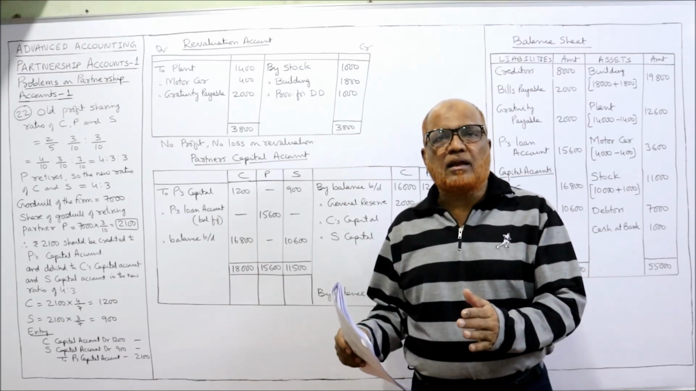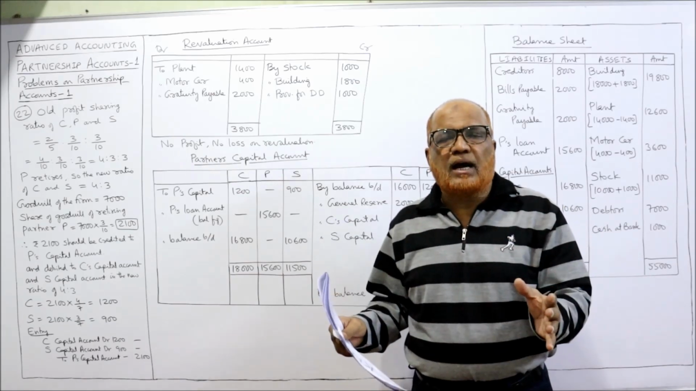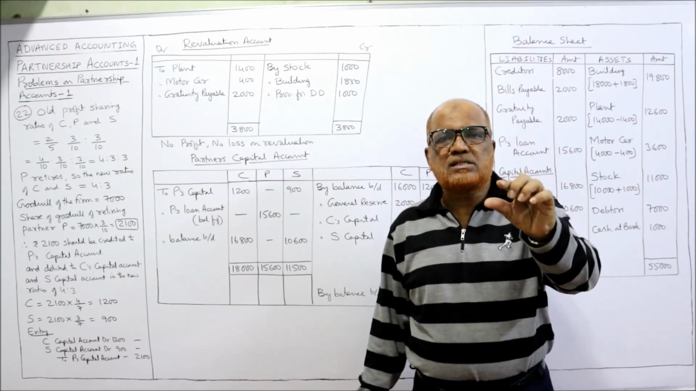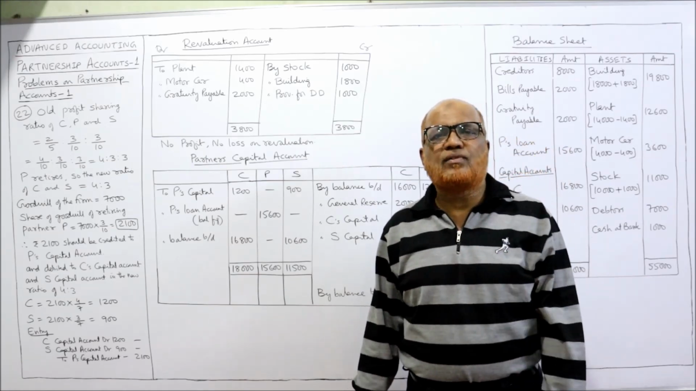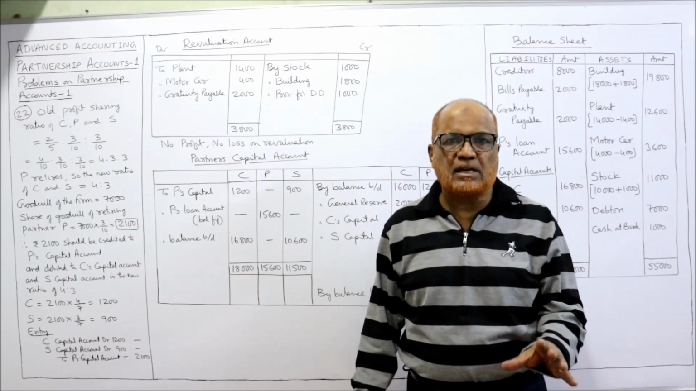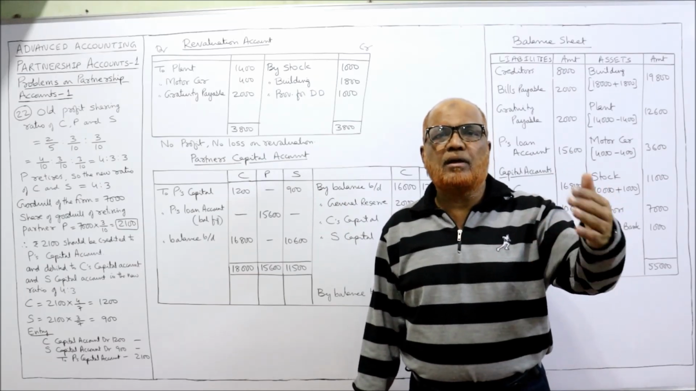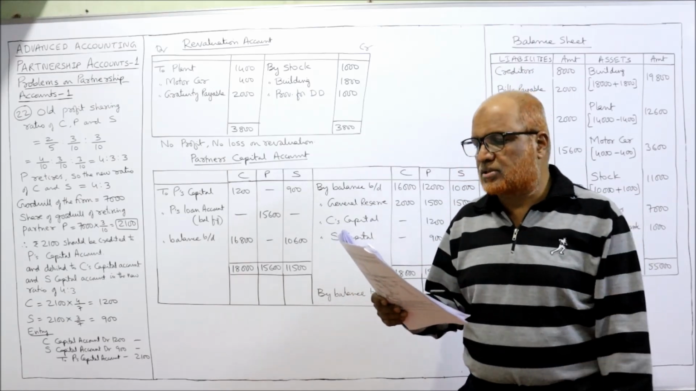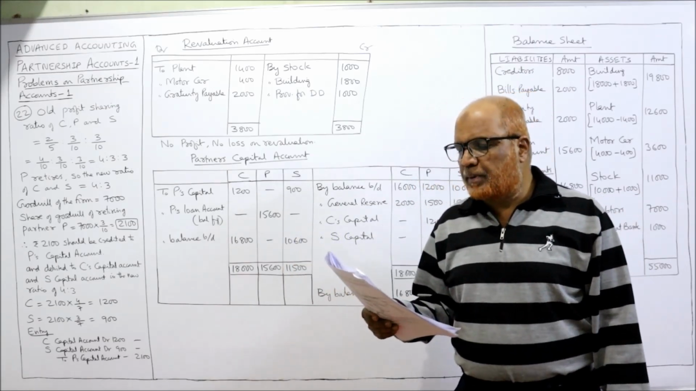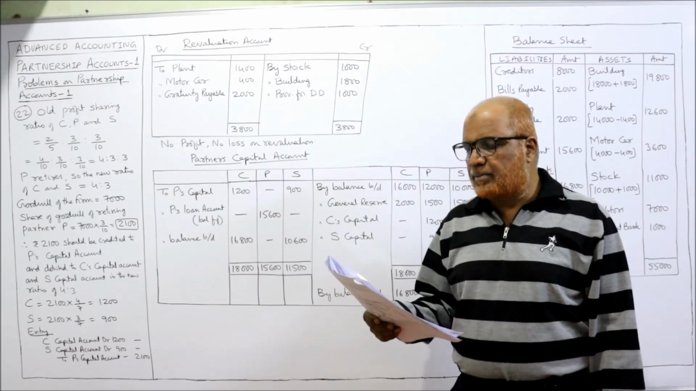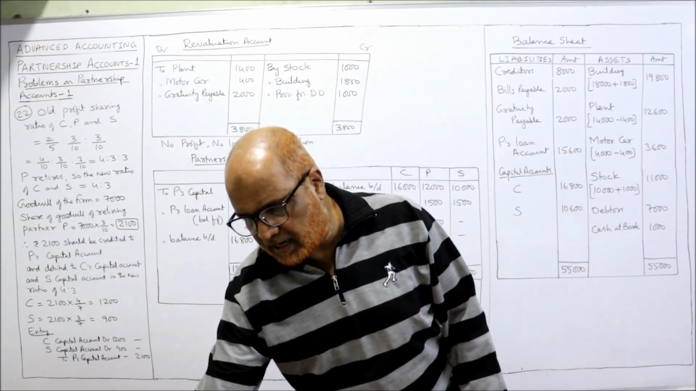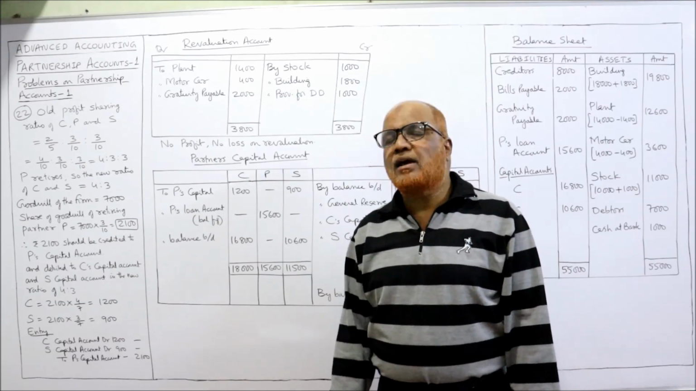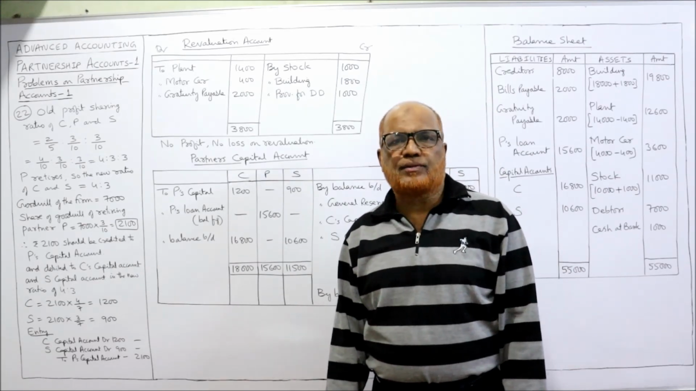Here P is retiring. After making all the adjustments in the capital account of P, whatever balance due to P will be transferred to his loan account presently, and in future it will be repaid in 3 annual equal installments at 10% per annum interest. You are required to prepare revaluation account, partners capital account, new balance sheet of C and S. First of all, in this problem we are not required to pass any journal entries.